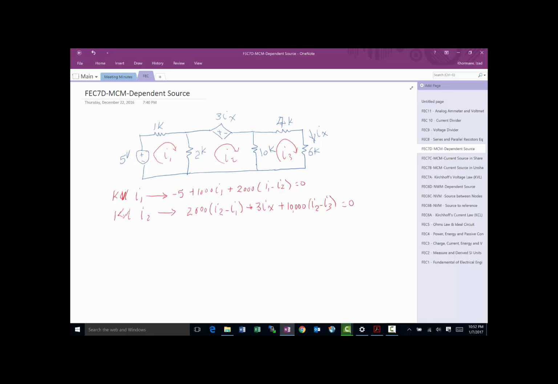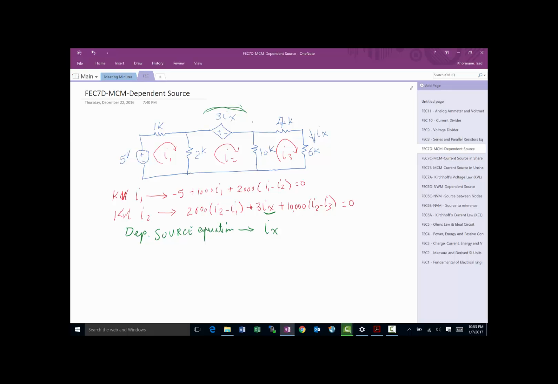So far, we really haven't done anything that is new, but since in this particular case we had a dependent source, this dependent source here, we introduced this new variable, which means we have to have another equation to make sure we have an equal number of equations and unknowns. So this is usually referred to as a dependent source equation. And the dependent source equation is something that allows us to figure out what Ix is in terms of I1 and I2 or I3.